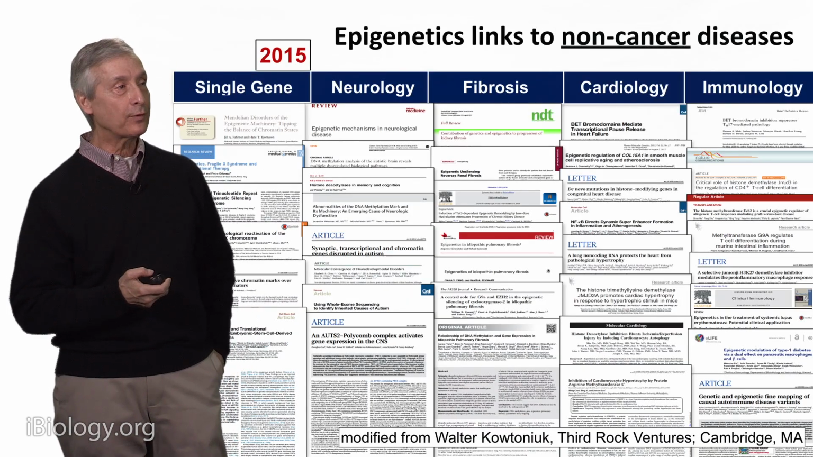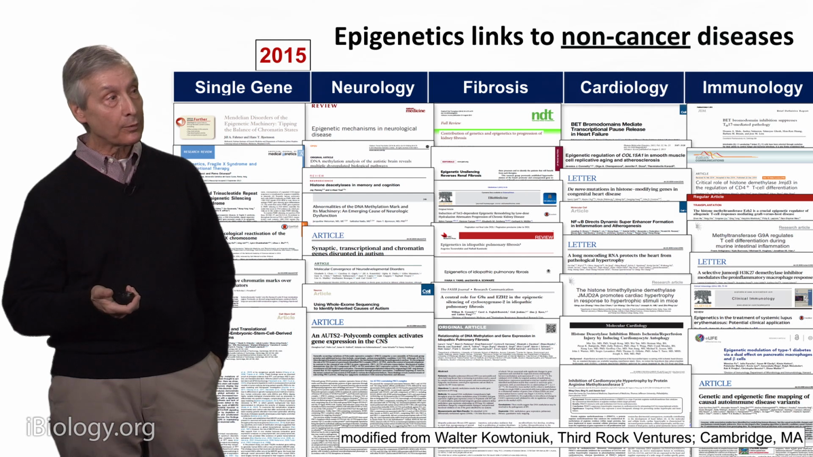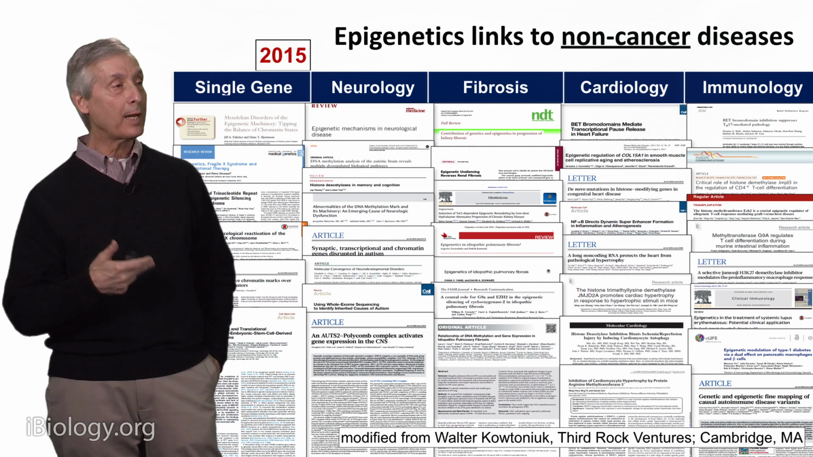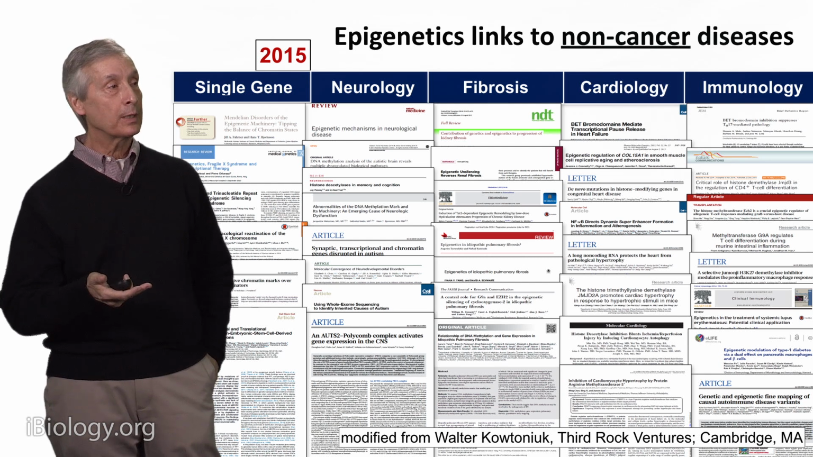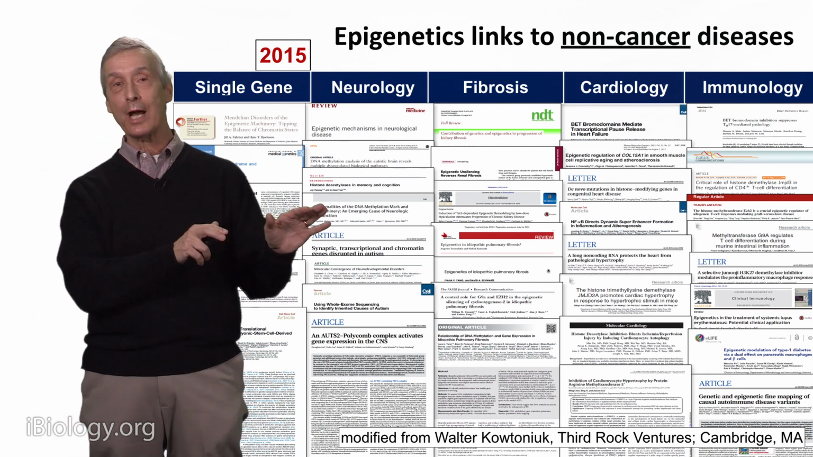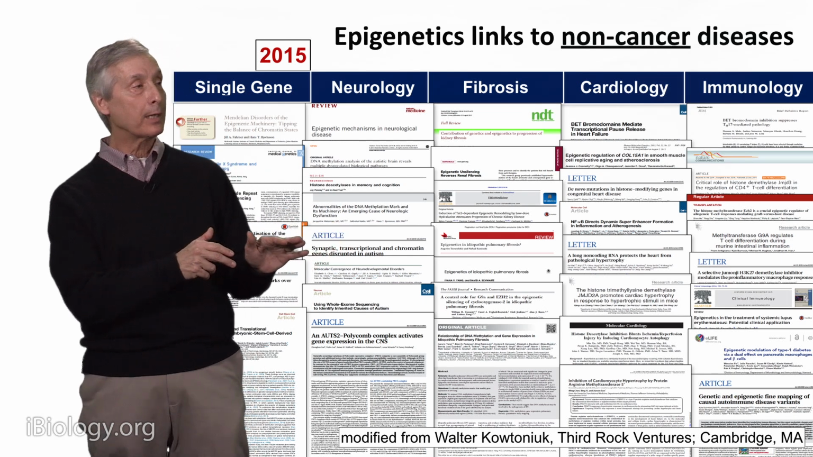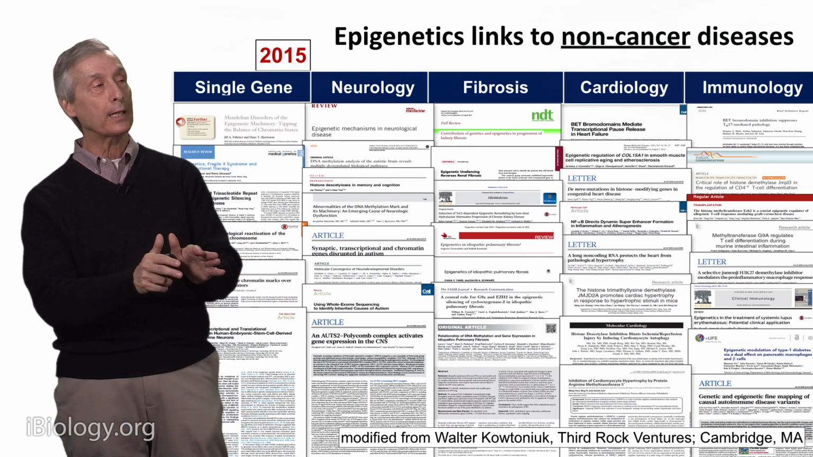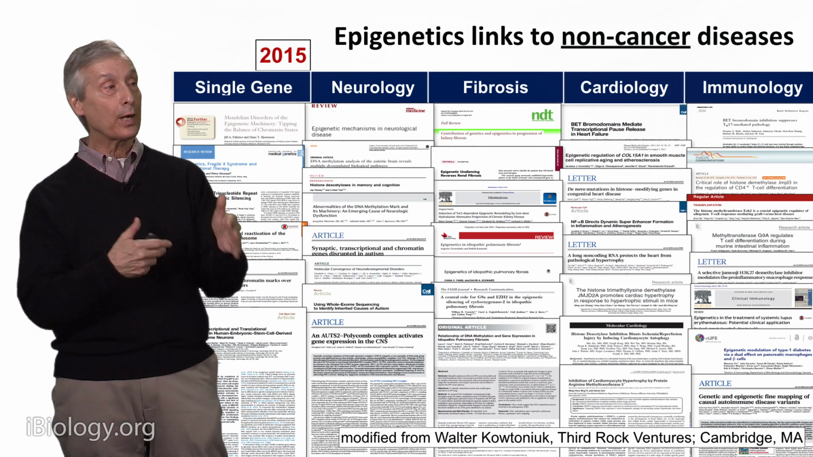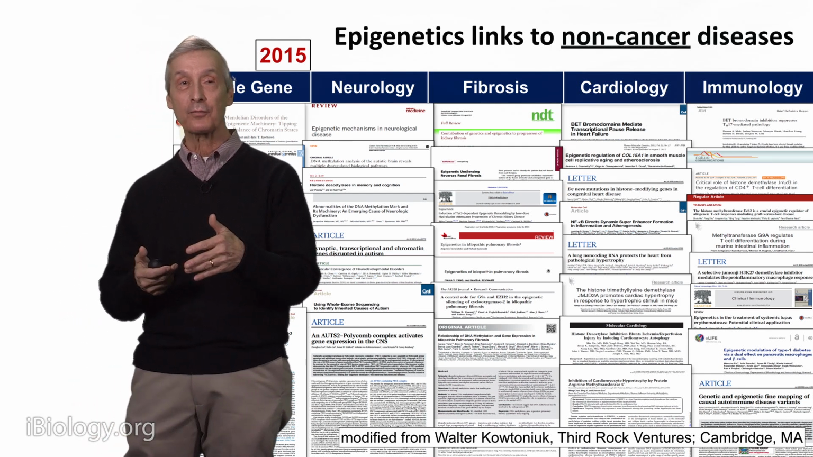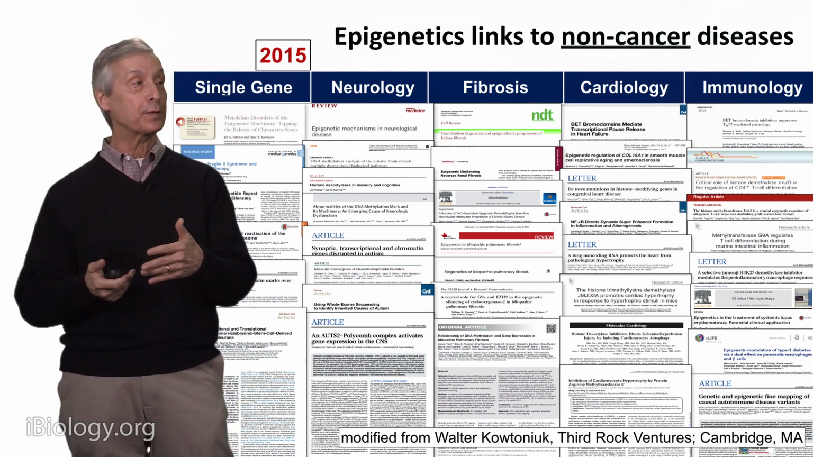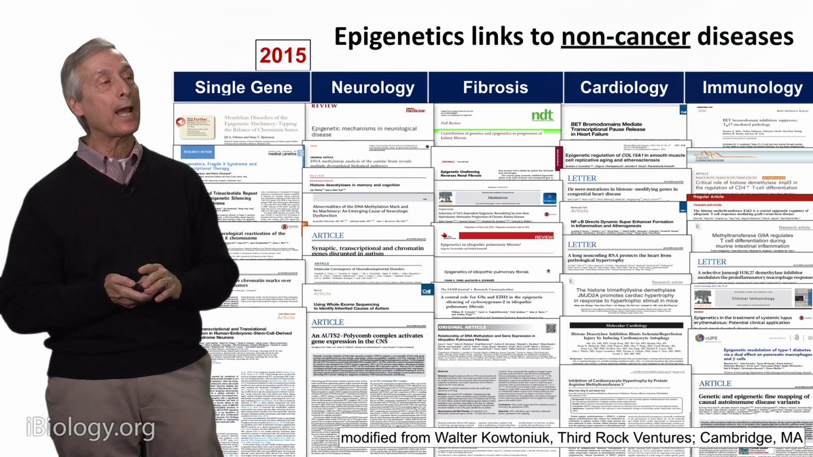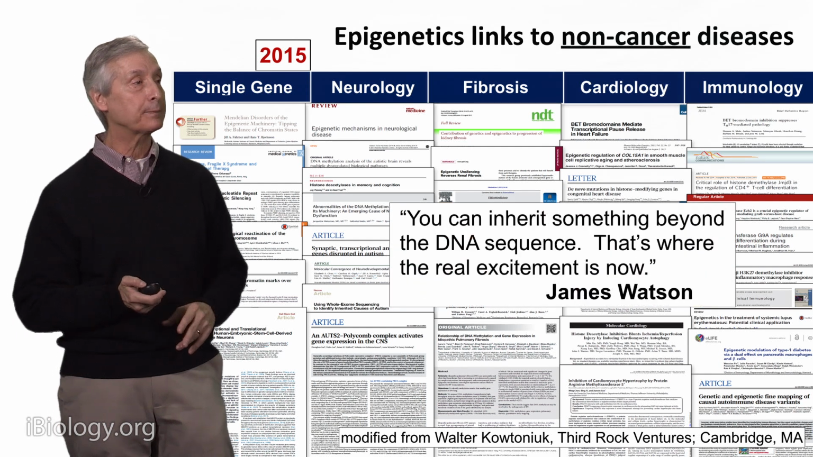I would be remiss if I said that it's all just cancer, cancer, cancer. This isn't meant to be something that you'd really absorb, but it's a nice compilation of papers from the recent literature that have now asked, not so much how does epigenetics impact cancer, but what about single gene diseases, what about neurology, what about fibrosis, what about cardiology, immunology. And if you were able to read the titles or these abstracts, you'd find that in all of these different non-cancer diseases, it seems as though the problem is in an epigenetic pathway that's being misregulated.